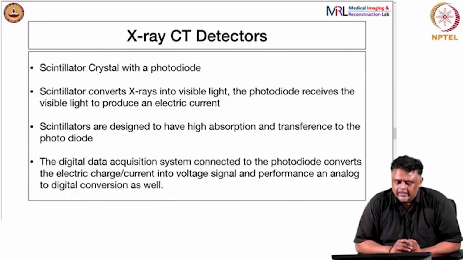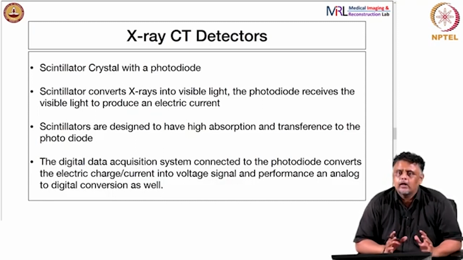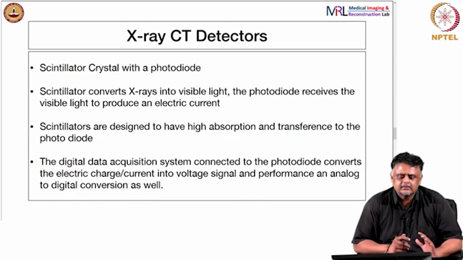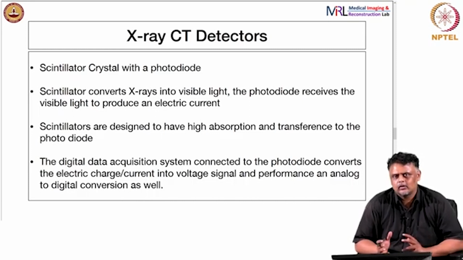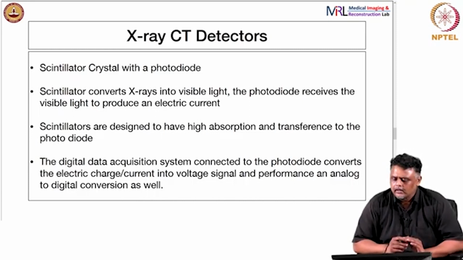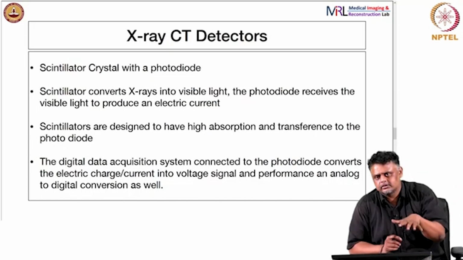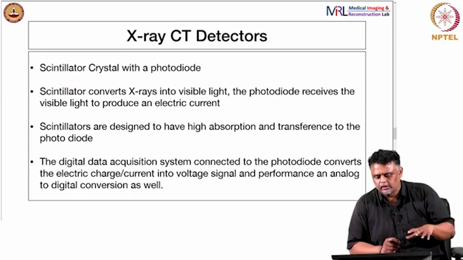Okay. So, X-ray CT detectors, once again we will just go through them quickly. This is again scintillator crystals with a photodiode array. The scintillator once again is a material which converts X-rays into visible light. The photodiode receives the visible light to produce an electric current, which is what is recorded as your signal. And the scintillators are designed to have very high efficiency, in the sense they will capture most of the X-ray photons that hit them and convert them into light, which is then measured by the photodiode.